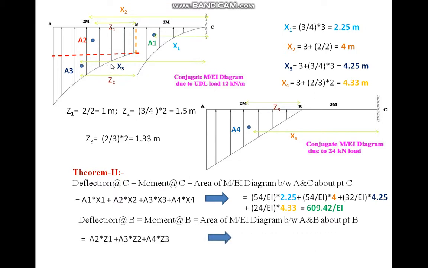Here again you multiply A2 into Z1, A3 into Z2 and A4 into Z3, and you get 133.92 divided by EI. So, thank you.